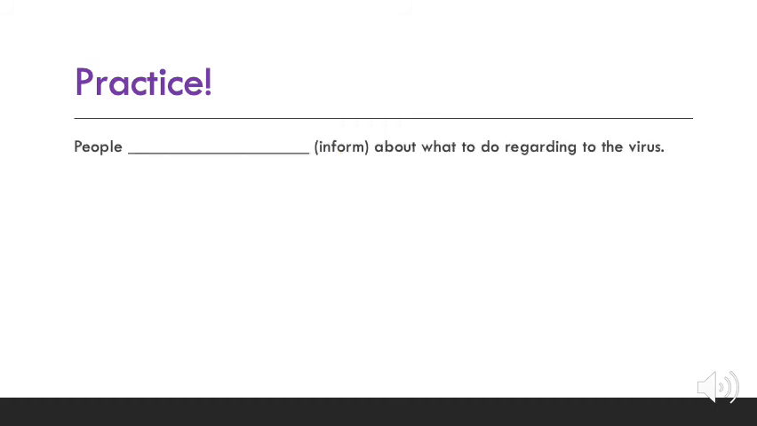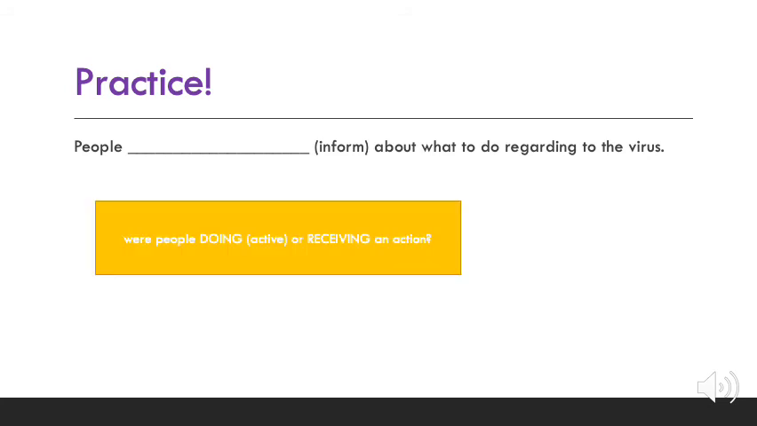Practice number 2. People inform about what to do regarding the virus. So here you need to ask yourself, were people doing something or were they receiving an action? In this case, someone else was telling them what to do. So the correct answer would be were being informed. As they were not doing an action, they were receiving information about something.